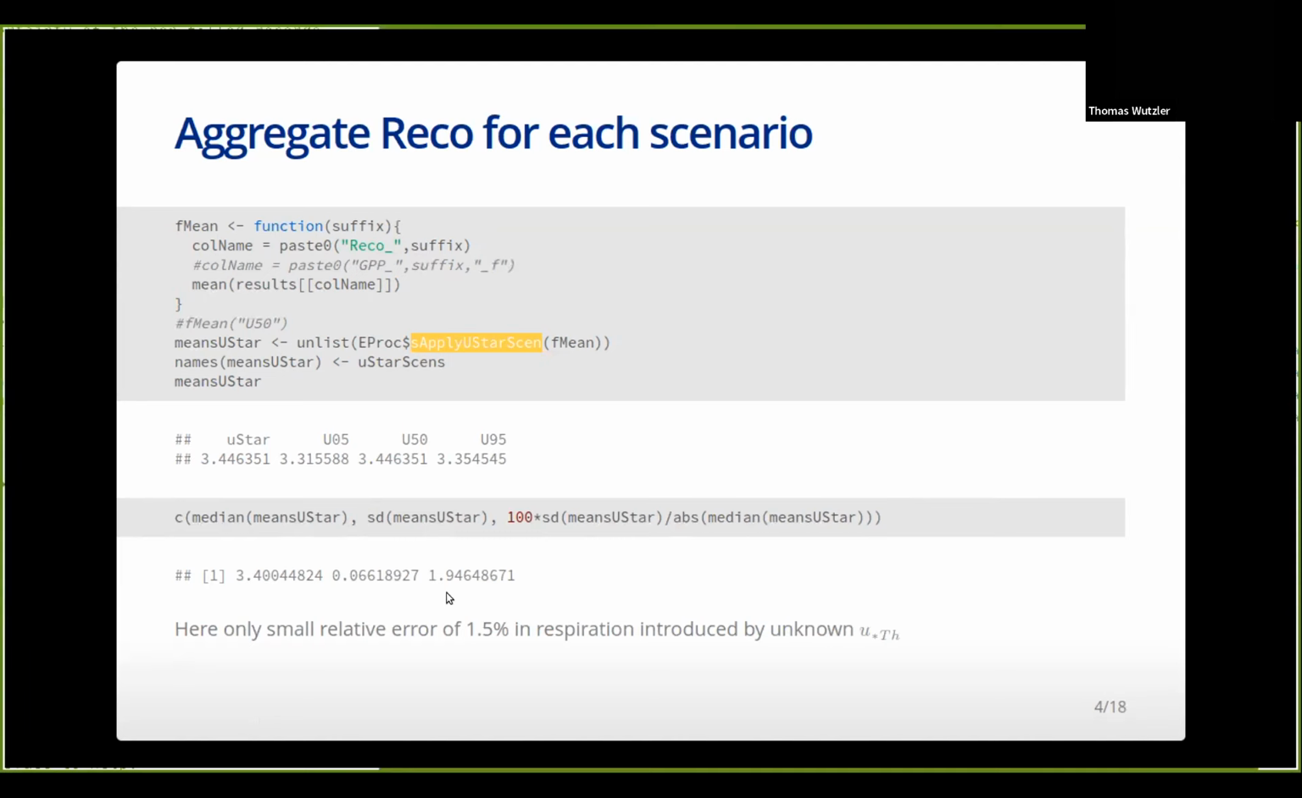So in this example, this should be reprocessing. It's actually about 1.9% because I multiplied by 100 of relative errors introduced by this unknown new star threshold estimate.